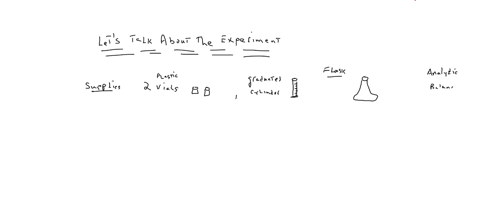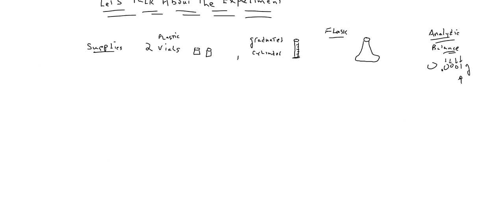And we're going to measure things, I think, to a 10,000th of a gram, right? So we're going to measure things to 0.0001 grams. So that's tens, hundreds, thousands. This is the 10,000th of a gram. So the analytic balance is very, very accurate. We want to keep all these decimal places. Okay, and then the chemicals we're using.